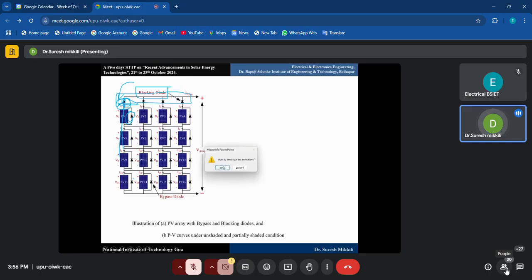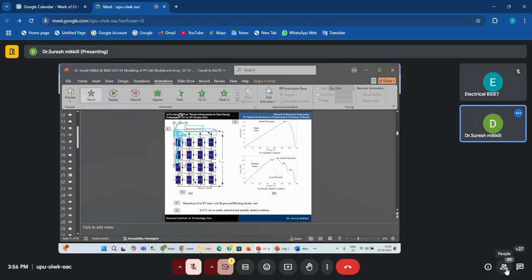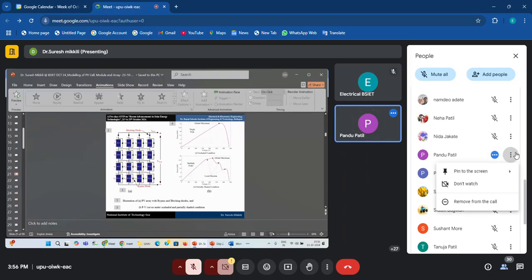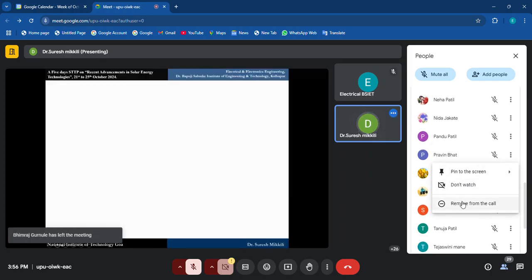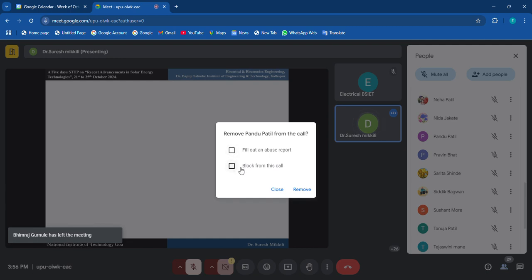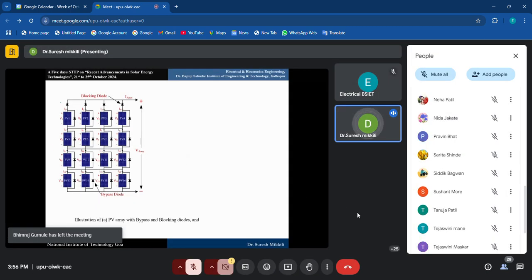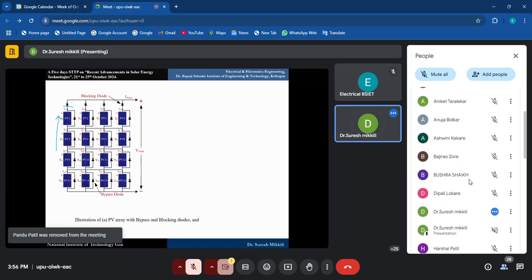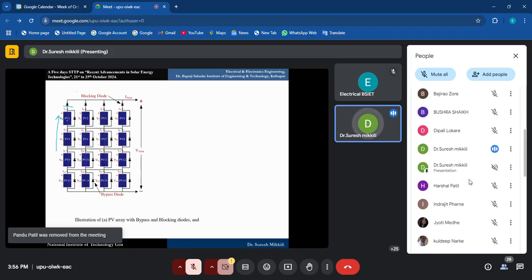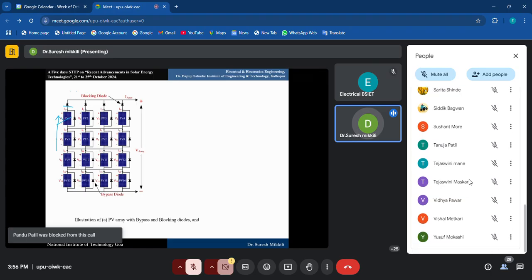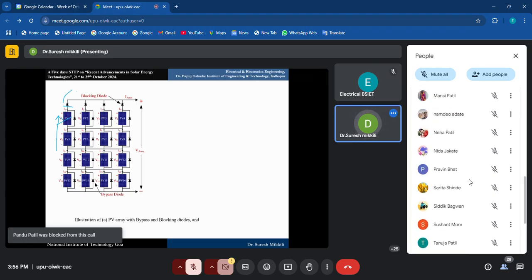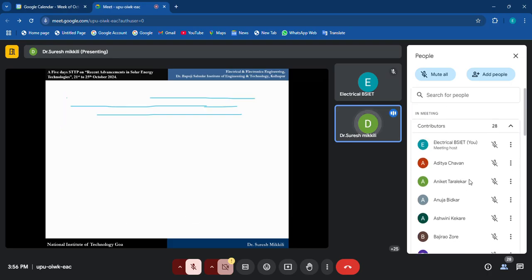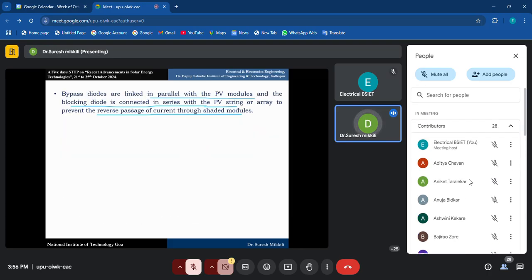So when we consider the blocking diode, try to understand. This is the blocking diode which will allow the normal flow of current, whereas if any one of the modules is shaded, it will not allow the reverse flow of current. So that is the main advantage of the blocking diode.